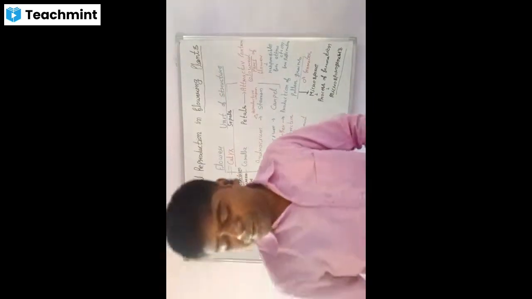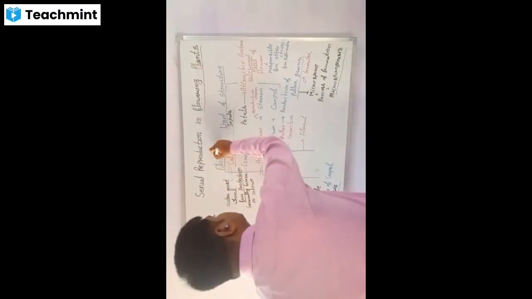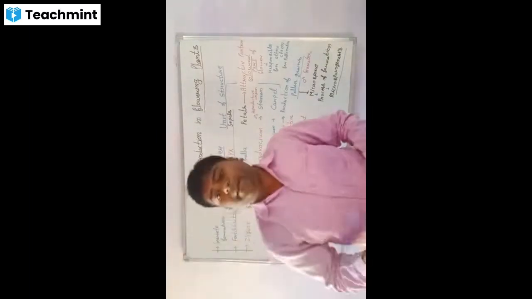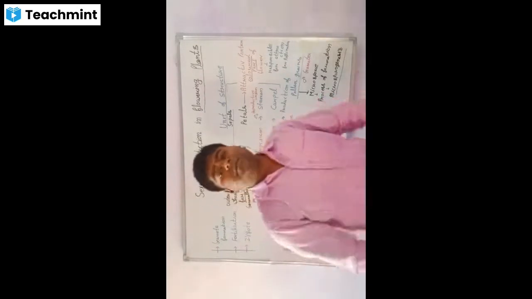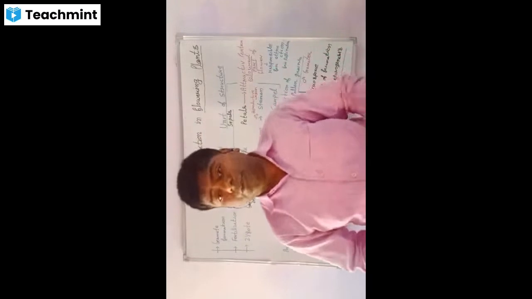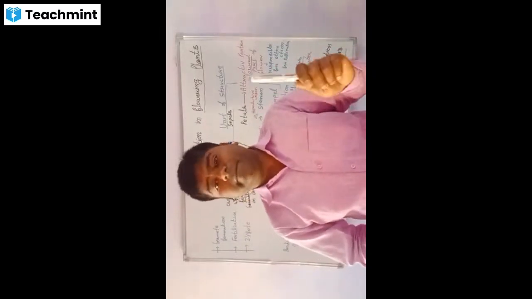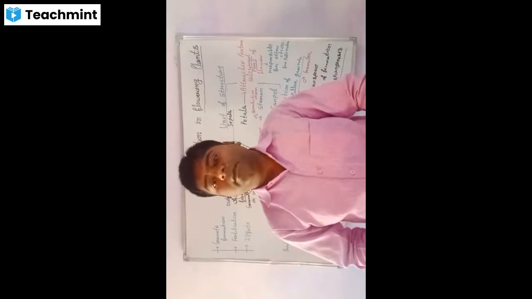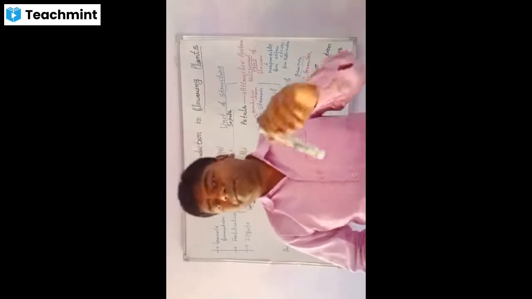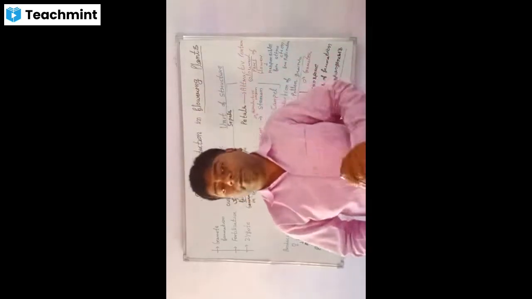Definition of flower also we will have to define. So there was one scientist and he explained. I am telling you about the basic concept. Flower is a modified shoot. It is a reproductive organ which carries male and female parts responsible for gamete formation.